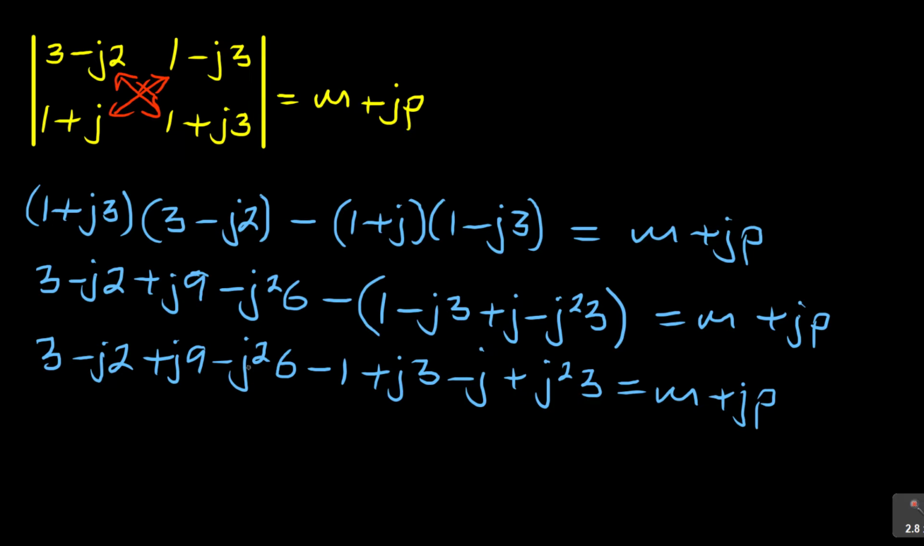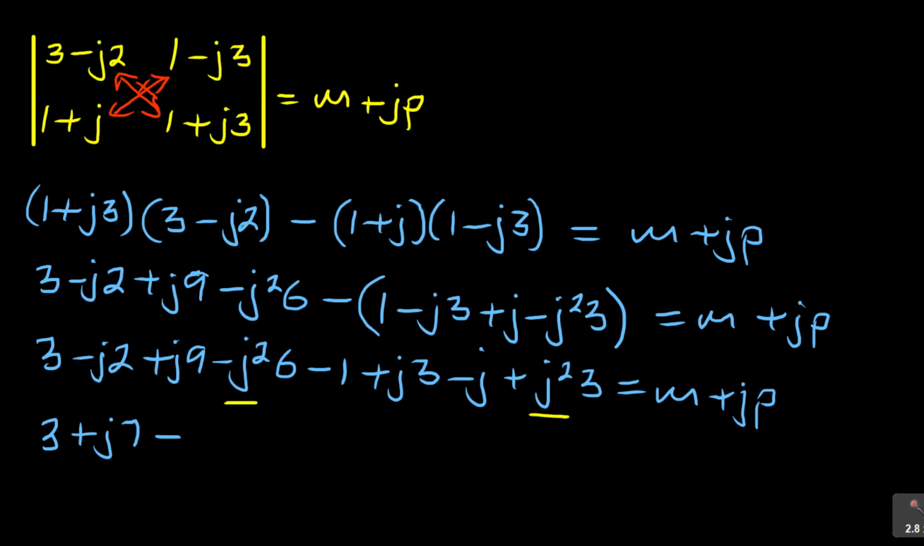Before we collect like terms, let's simplify this part, because we can further simplify j squared. Remember, j squared is minus 1. So what I have here is 3 minus j2 plus j9, or I can just simplify this. So it's minus j2 plus j9, meaning minus 2 plus 9, it's plus 7, so it's j7.